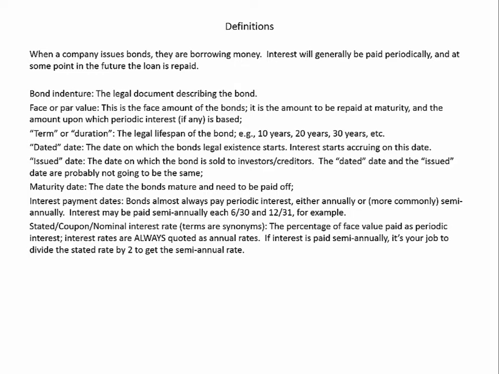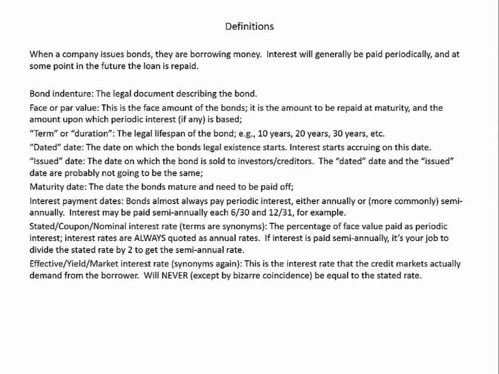Now there are two different interest rates we need to be concerned with. The first is the stated or coupon or nominal interest rate. These terms are synonyms. So sometimes I'll say stated, sometimes I'll say coupon, sometimes I'll say nominal. They all mean the same thing. This is the percentage of face value paid as periodic interest. Interest rates are always quoted as annual rates, always, always, always. So if interest is paid semi-annually and it says there's a 4% interest rate, it's your job to say, okay, 4% paid semi-annually is 2% per 6 months.